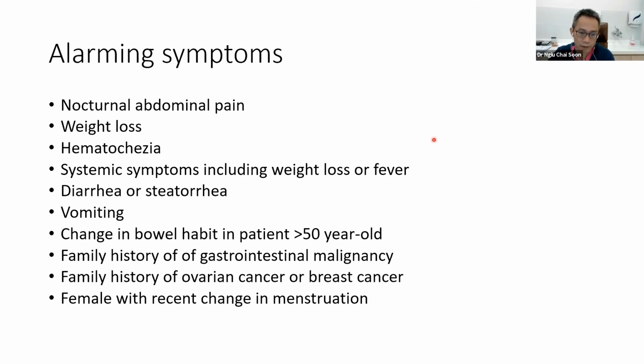When you talk about gastrointestinal symptoms, we need to emphasize alarm symptoms, whether they have nocturnal abdominal pain, weight loss, hematochezia, or any systemic symptoms like loss of weight, loss of appetite, or fever. Diarrhea or steatorrhea are things that we always need to ask the patients about, and whether there are any features of obstruction, especially vomiting. And of course, a change in bowel habit in a patient who is more than 50 years old is very important, as is any underlying family history of malignancy.